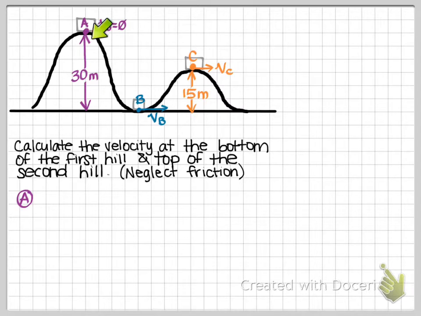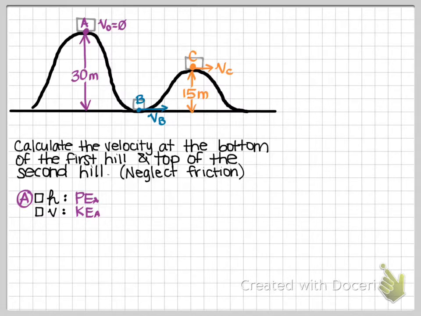Alright, let's start by looking at point A right up here. If we look at point A, we always need to ask ourselves two questions, because we want to look at how much energy there is. What types of energy do you have at point A? You ask yourself, do I have height? If you have height, then you're going to have potential energy at point A. And then ask yourself if you have velocity, because if you have velocity, then you're going to have kinetic energy at point A.